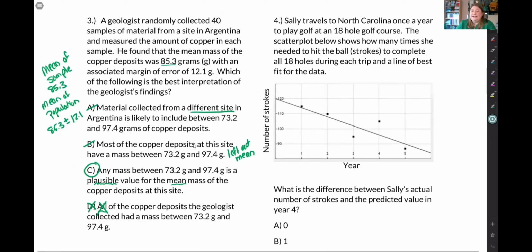Question 4. Question 4 is dedicated to my mother. Her name is Sally, and she loves golf. So I wrote this question about her. It gives you a scatter plot.